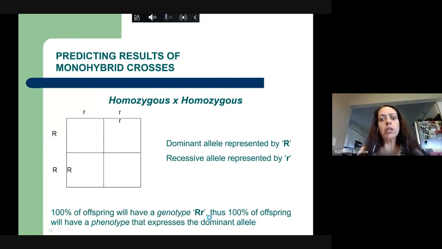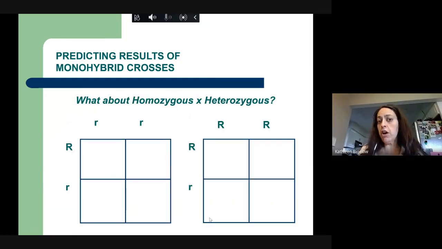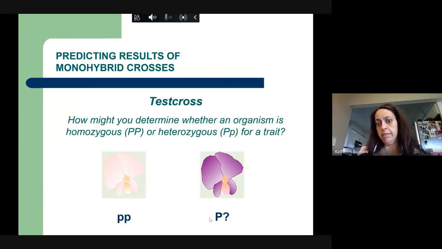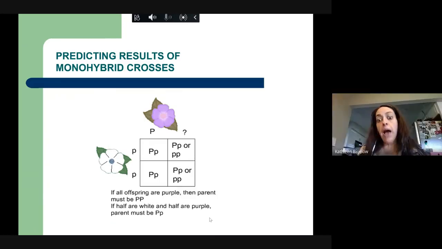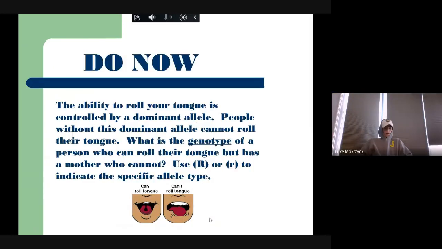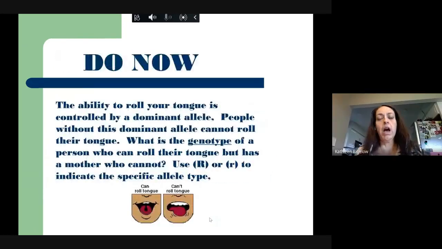Have you all done 2 trait crosses yet or not yet? Yeah. You have. Oh wait, I don't know. If you don't know, then you probably haven't. So that's what we're going to focus on today.